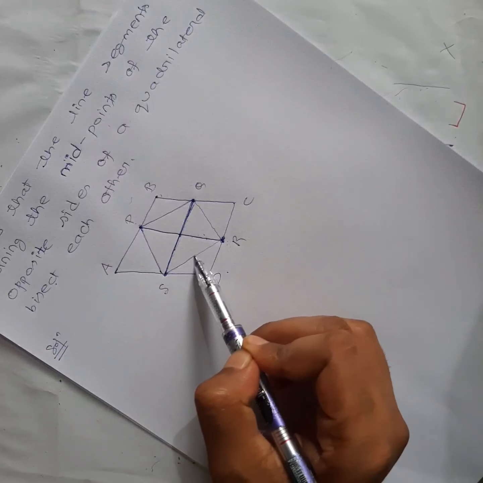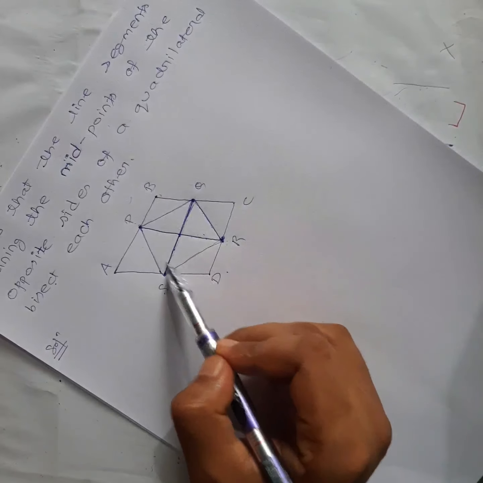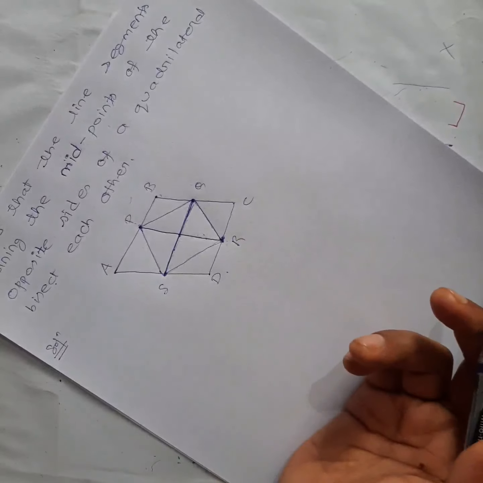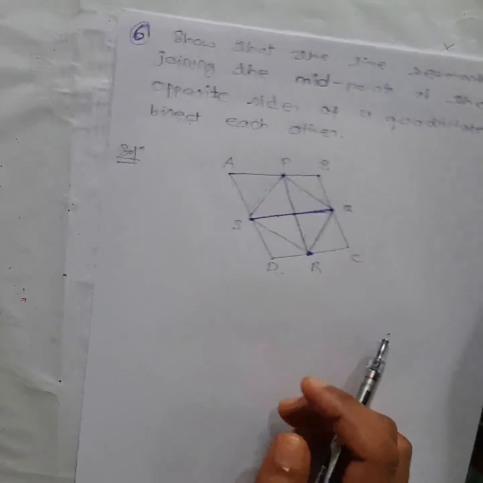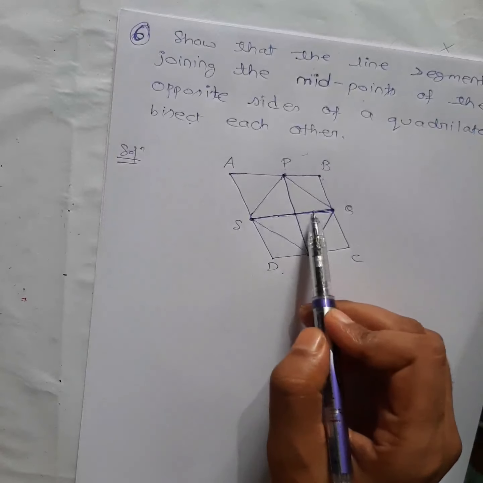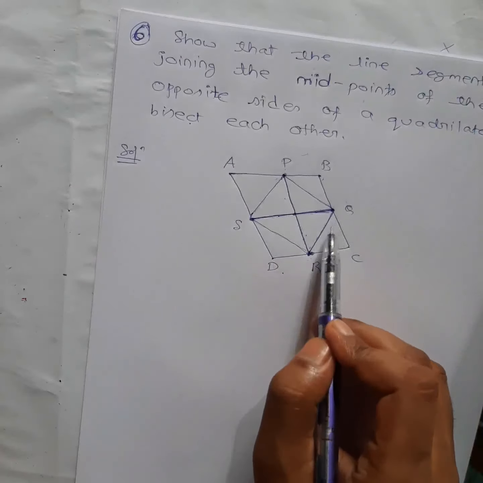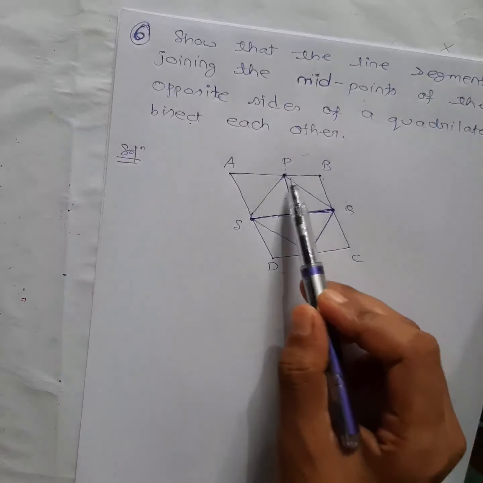So through that theorem, if I can show that the quadrilateral formed by these 4 midpoints is a parallelogram, then you know that in a parallelogram the diagonals always bisect each other, right? We have done this proof in class 8 also. In a parallelogram the diagonals always bisect each other, we know that. So we will show PQRS is a parallelogram. Okay, so how will we show that?